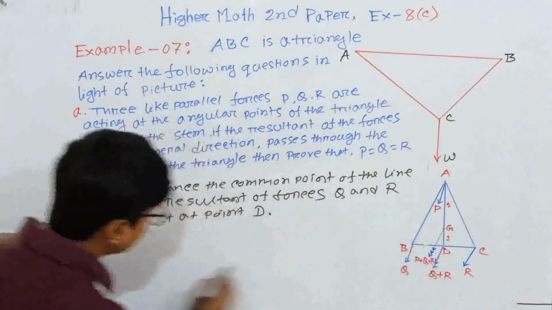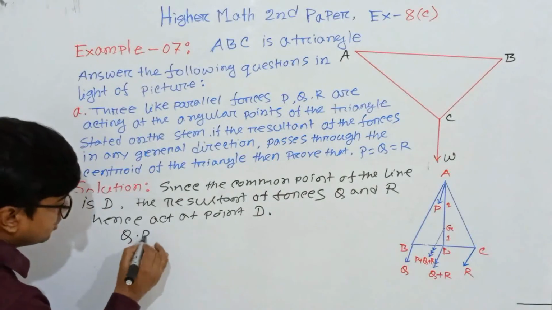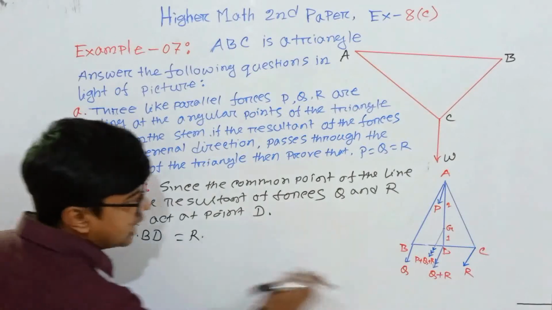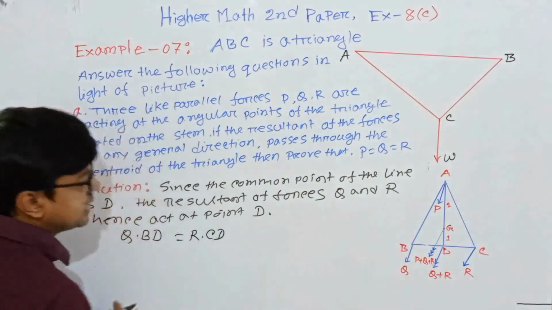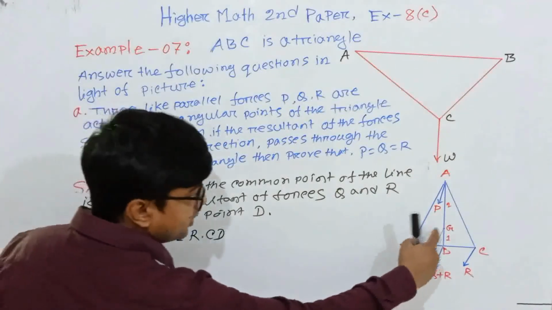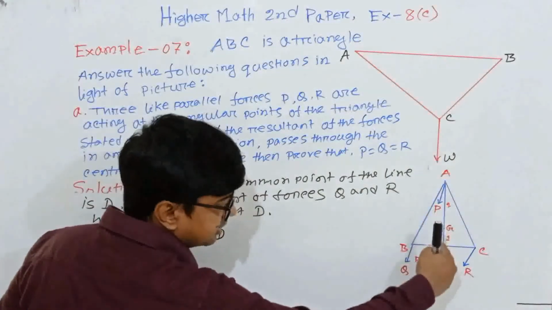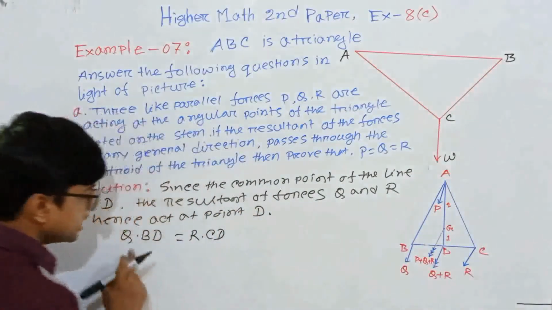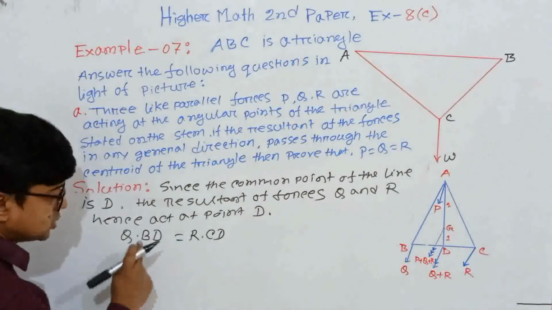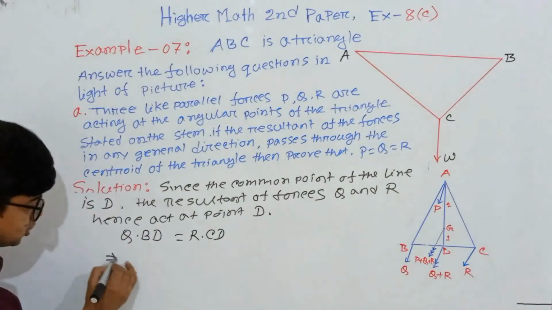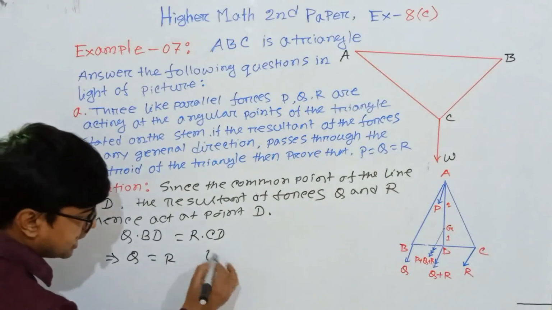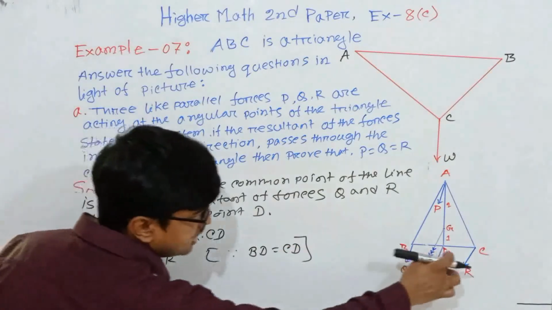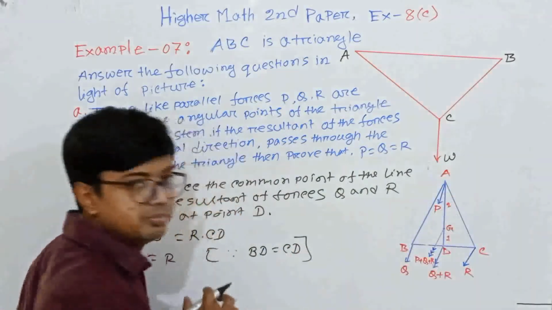So that's why we can write Q into BD equals R into CD. And look at the figure: AD is the median and D is the midpoint of BC. That's why BD and CD are equal. So we can write Q equals R, because BD equals CD, since D is the midpoint of BC and AD is the median.